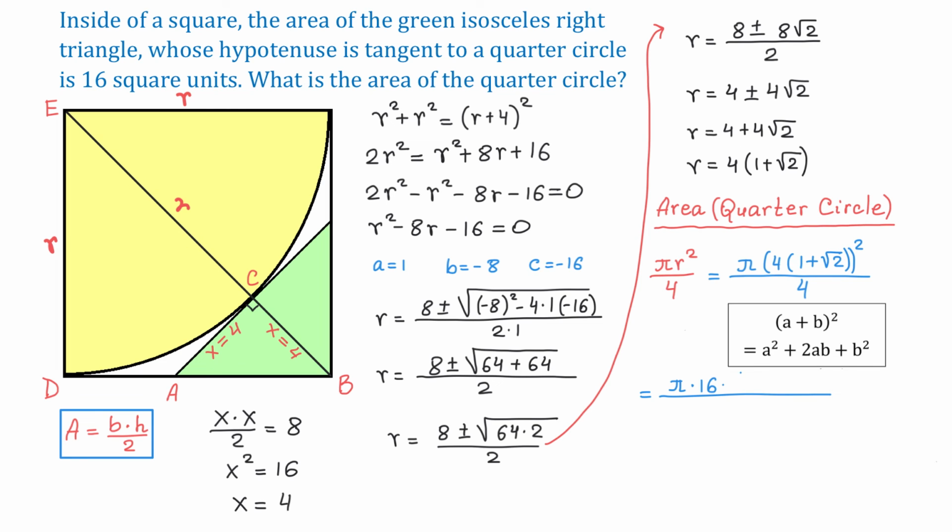According to this formula, we will have 1 squared, which is 1, then 2 times 1 times square root of 2 is 2 square root of 2, so we will add 2 square root of 2 plus, and square root of 2 squared equals 2. So then we will add 2 and we will divide by 4. Then we will simplify this fraction by dividing 16 by 4, and inside the parentheses we will add 1 and 2. Then we will have 4 pi times 2 square root of 2 plus 3. And this is the area of the quarter circle.